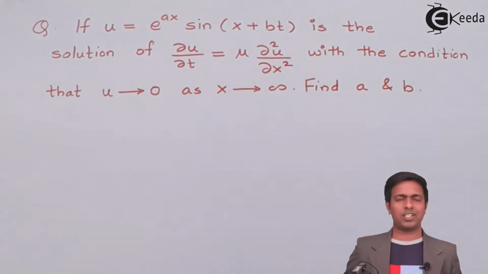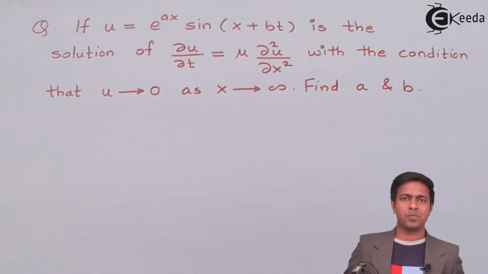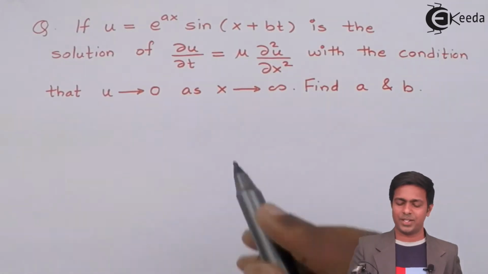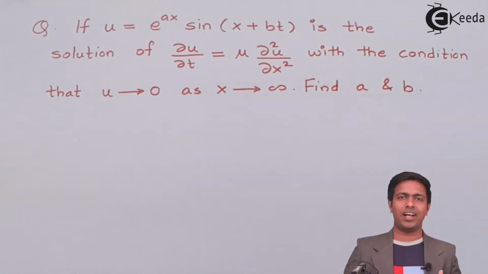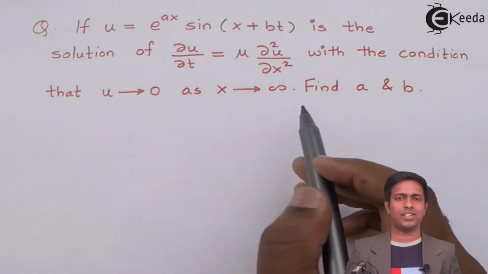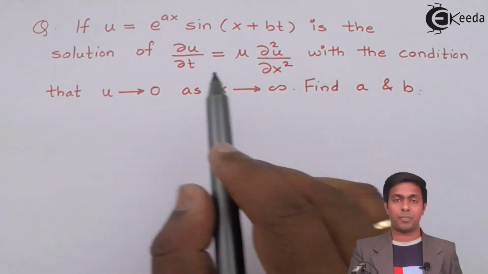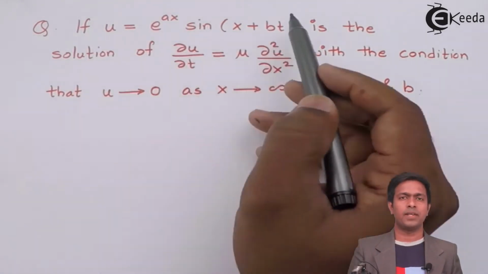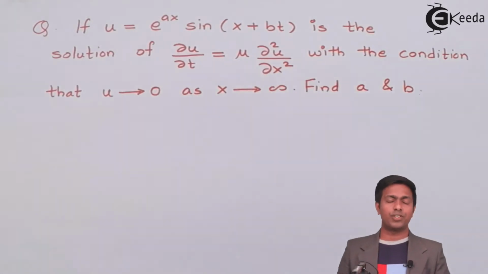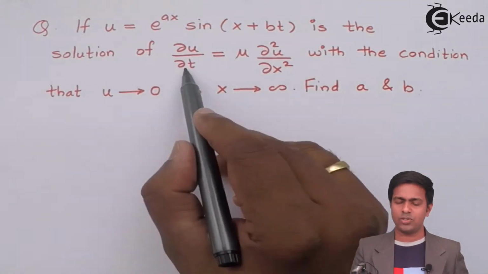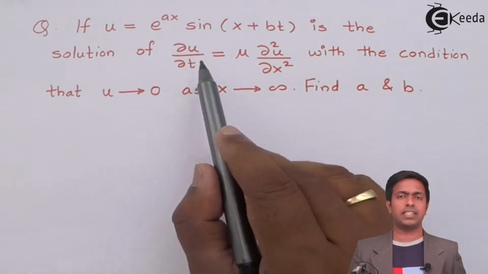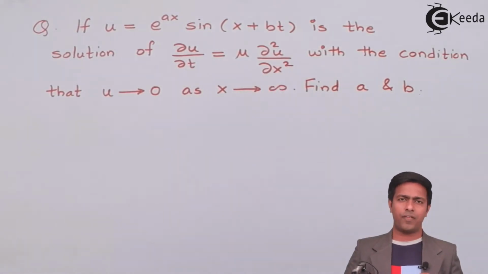And guys, after substituting these values, there is an unknown called mu, and due to that as well as using the given condition, we can get the value of a and b, because a and b are the unknowns which are present in the value of u. So guys, let's start. First of all, I'll find out these two values. We'll put those two values in LHS and RHS, and after getting the equation, we will compare the two sides to get the value of a and b.